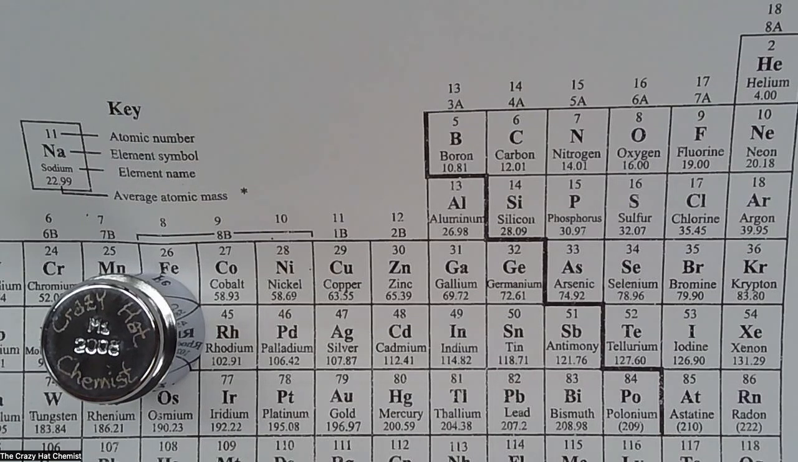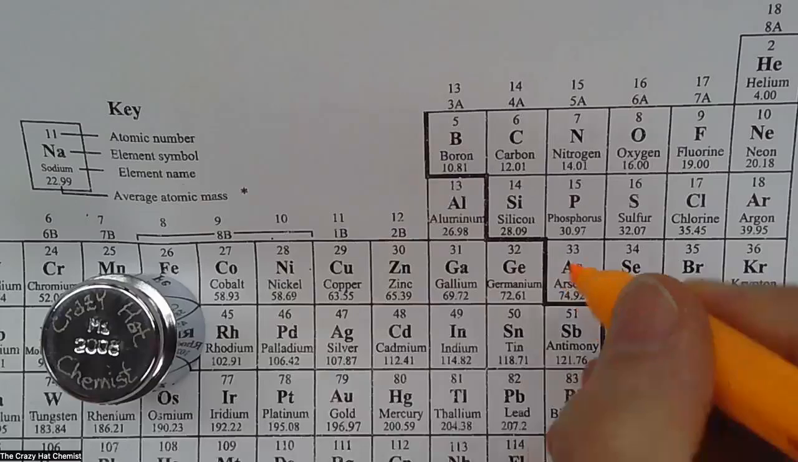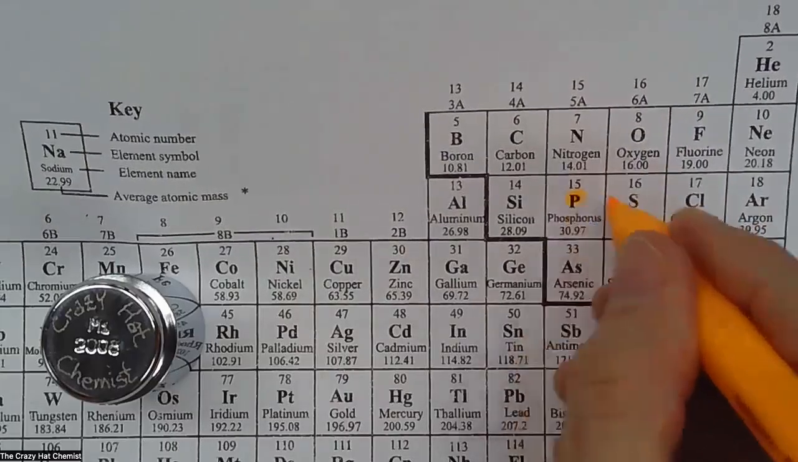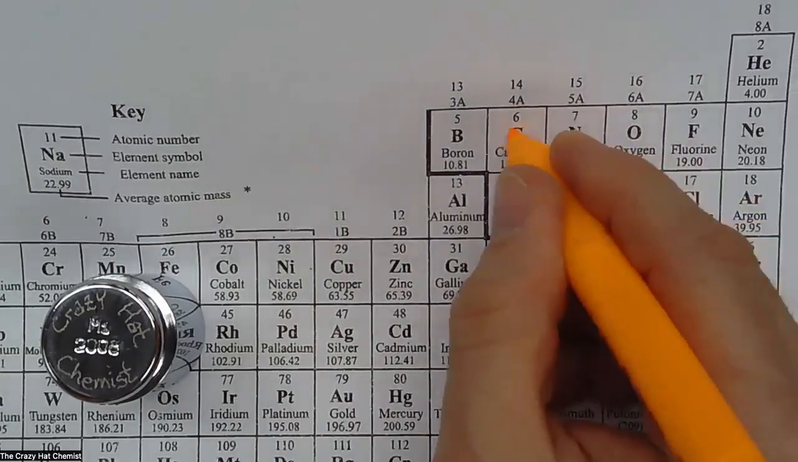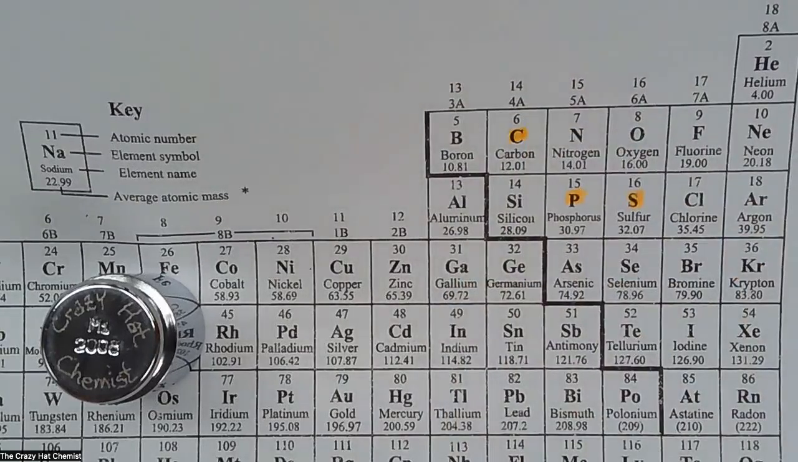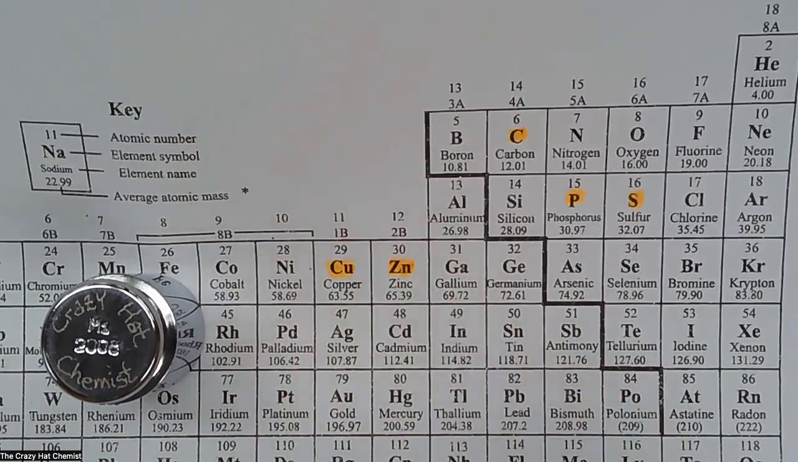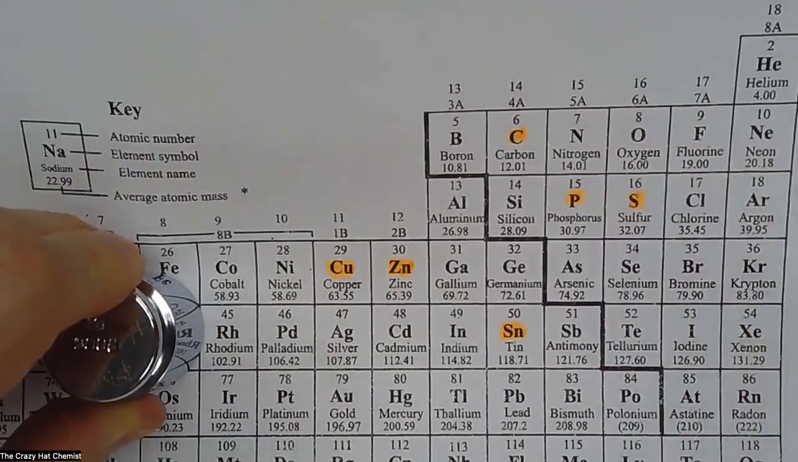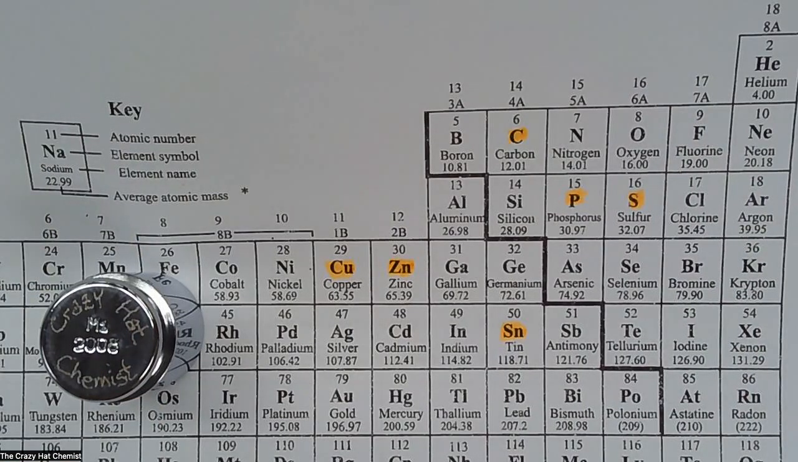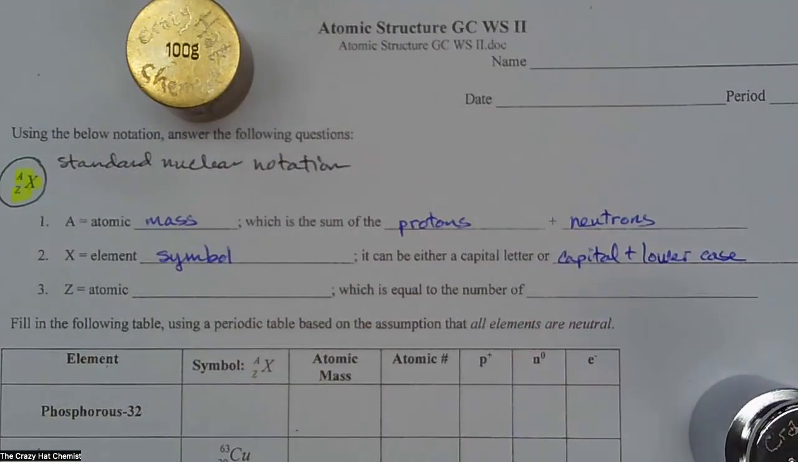So the element symbol can either be a single capital letter, and I've just highlighted some of those, or alternatively, it can be a capital and a lowercase. All right, cool. Really simple there. You do not ever have two capital letters, and there is not a lowercase letter all by itself. Perfect. All right, so let's see if we can answer some more.